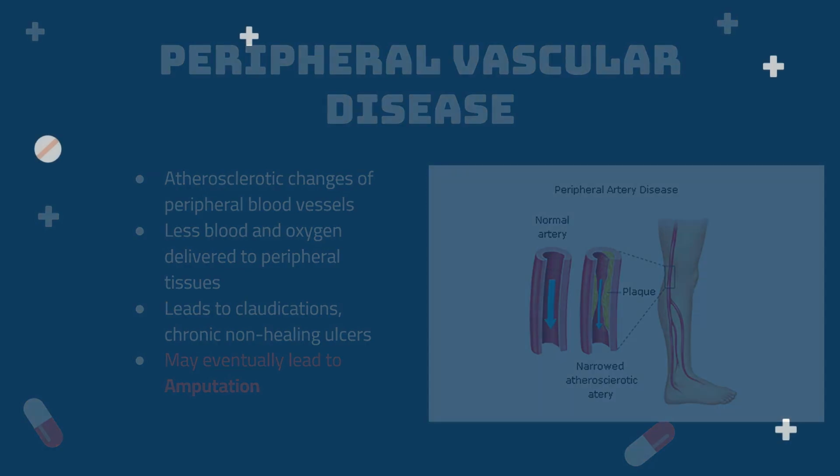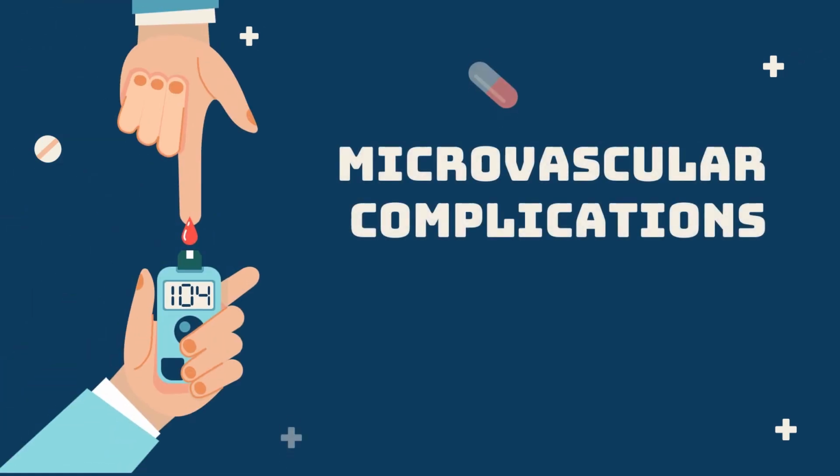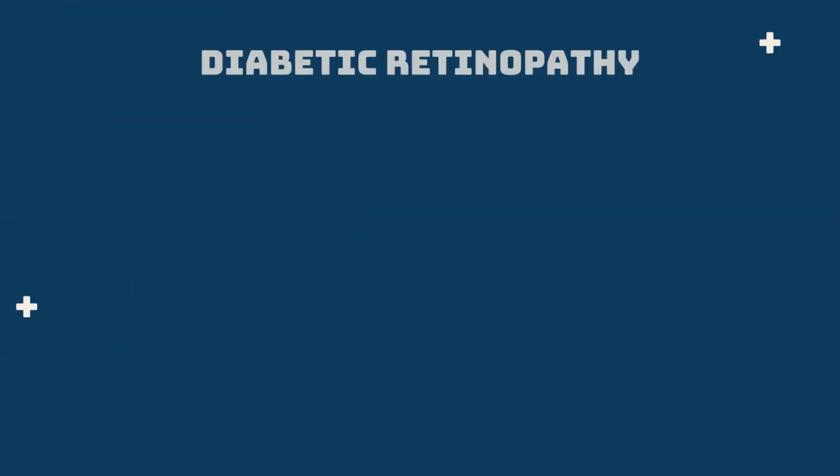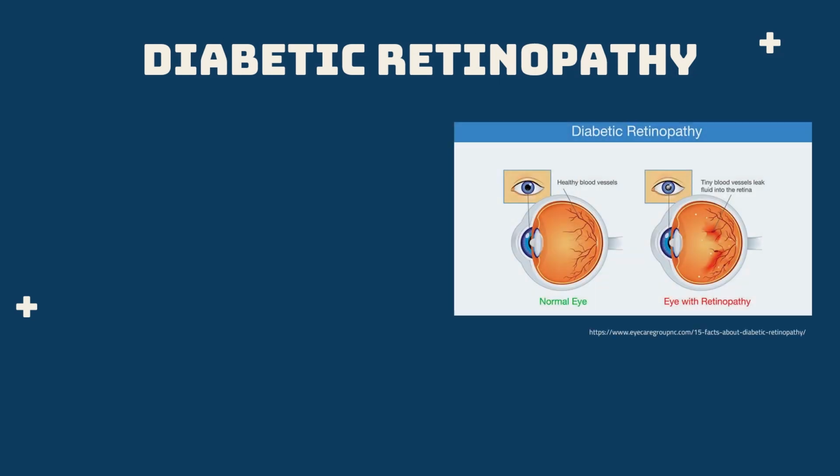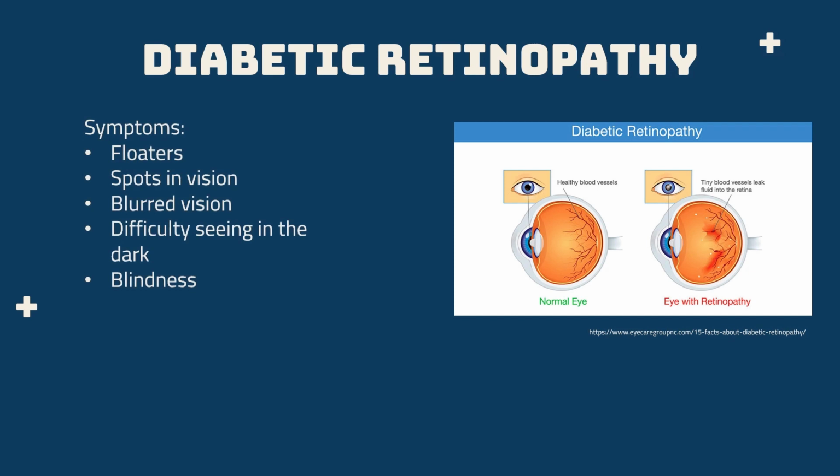Hyperglycemia can also affect small blood vessels, which result in microvascular complications, such as diabetic retinopathy, nephropathy, and neuropathy. Diabetic retinopathy is one of the most common microvascular complications of diabetes. Blood vessels of the retina are damaged from persistent high blood sugar, which allow blood to leak from the vessels into the retina and cause symptoms such as floaters, spots in vision, blurred vision, difficulty seeing in the dark, and eventually blindness if left untreated.